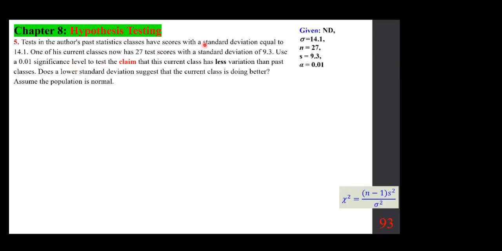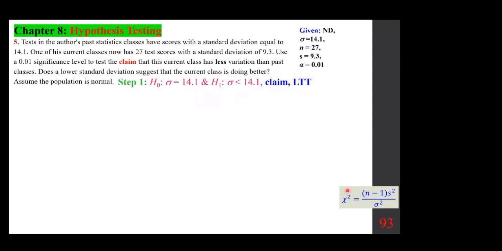What is given? Standard deviation for the past statistic classes, that means sigma. N is 27. Now those 27 have a standard deviation of 9.3, that means S. So you want to distinguish between S and sigma, which one is which. Alpha is given as 0.01. Let's get started. This is extremely important. H0: sigma is 14.1, H1: sigma is less than 14.1, which makes it a claim and a left tail test.